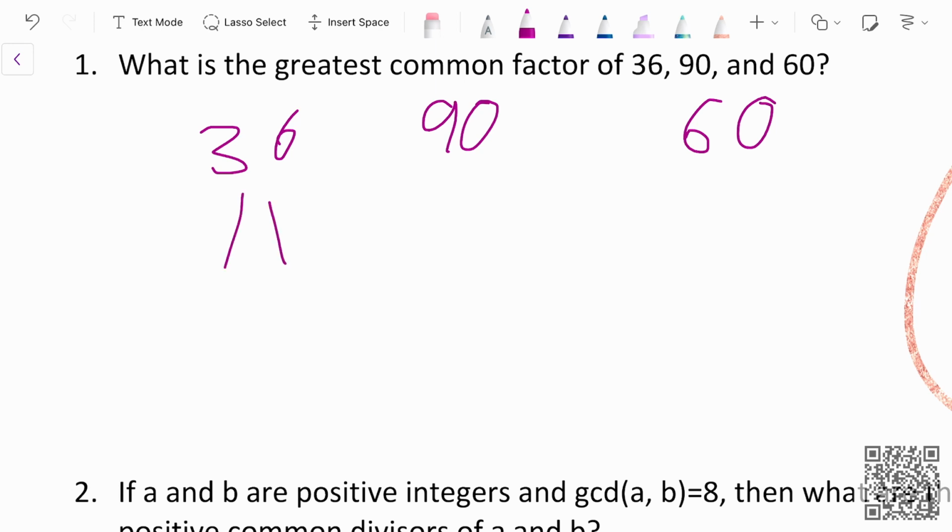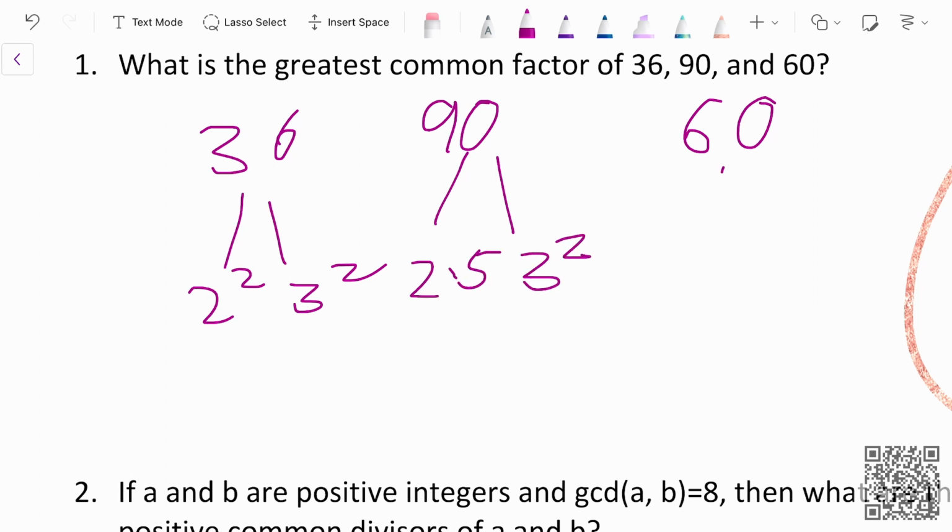I'll explain that. So 36, you can write that as 6 to the power of 2, which you can then split into 2 to the power of 2 times 3 to the power of 2. 90 you can split into 2 times 5 and 3 to the power of 2. And 60 you can split into 15 and 4, and 4 is just 2 to the power of 2. 15 you can split into 3 and 5.